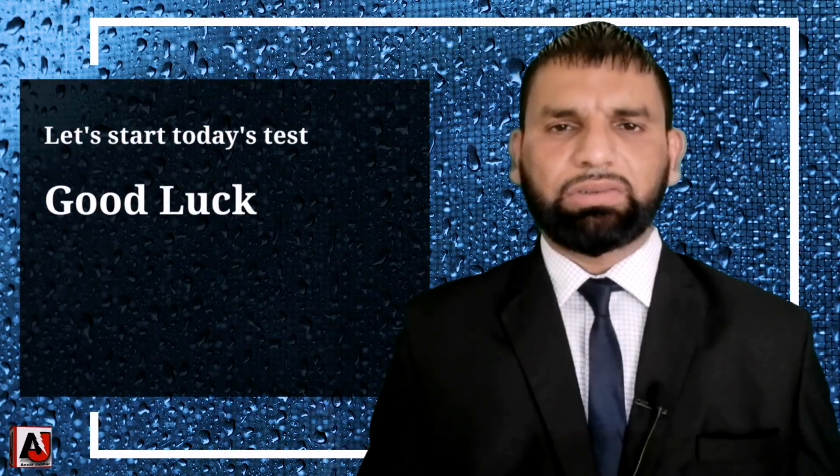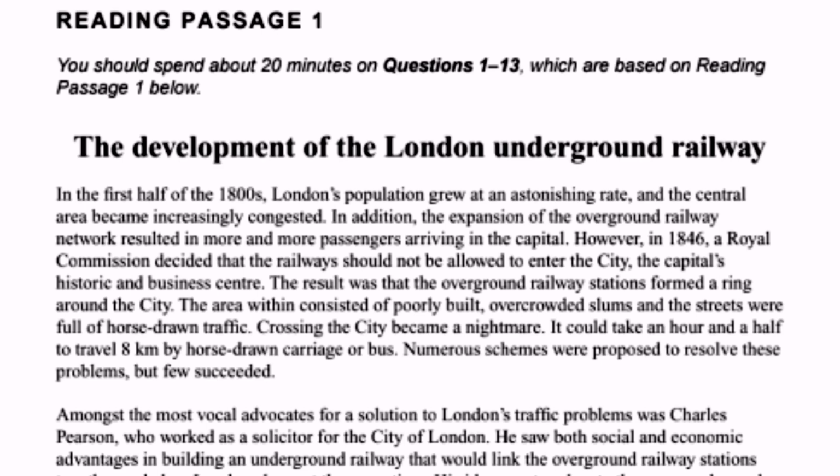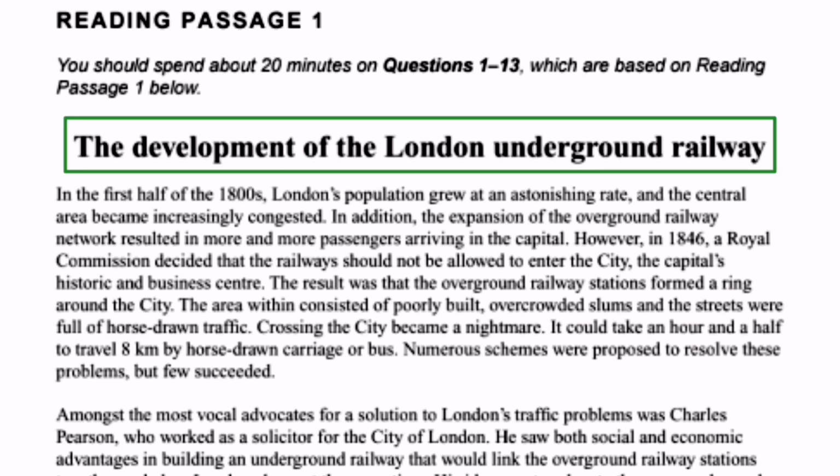So let's start our today's test. First of all, we should read the title of the passage, and the title is the development of the London Underground Railway. It means that passage 1 of reading test 1 is related to underground railway developments. And by the way, you may read the word tube for the underground railway in the reading passage.